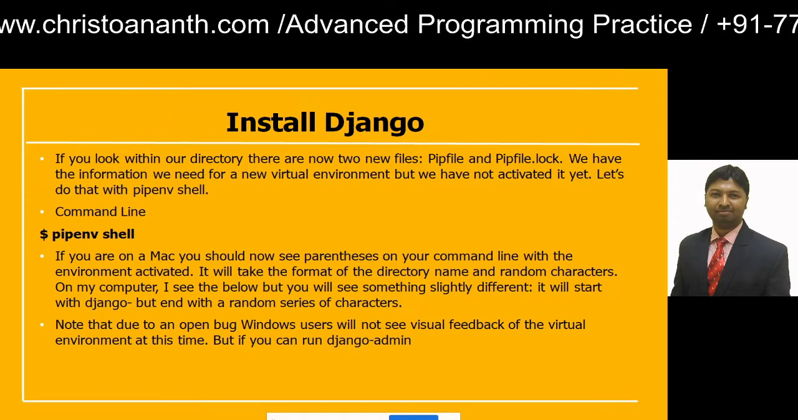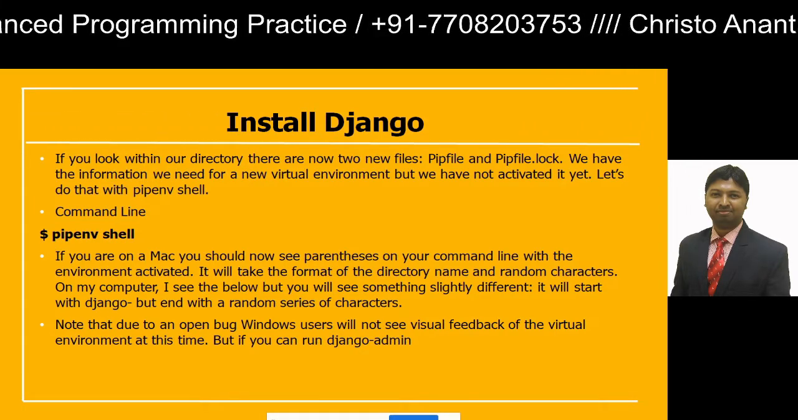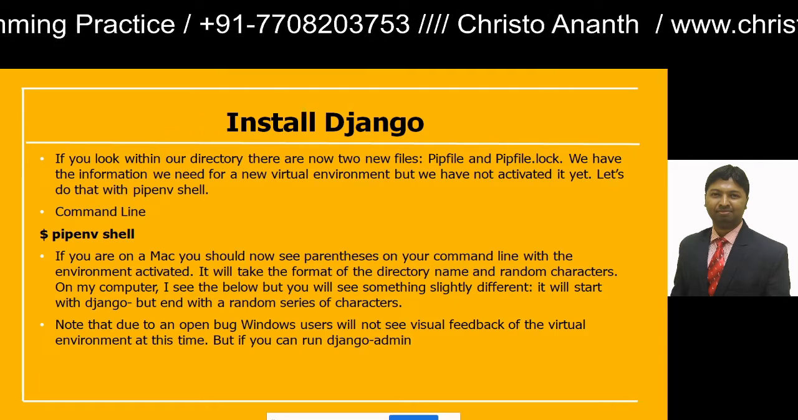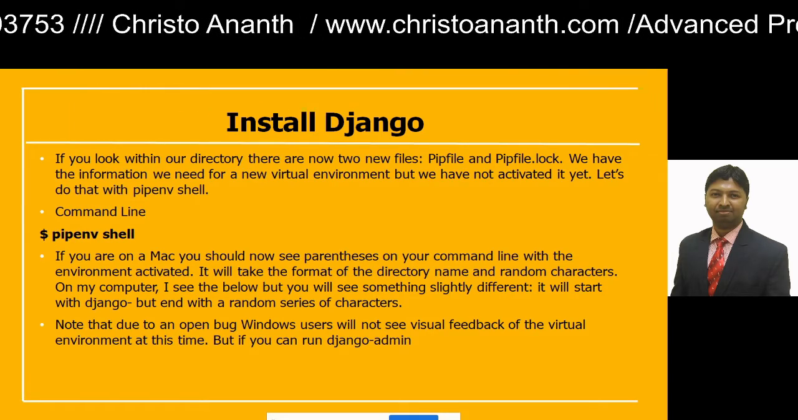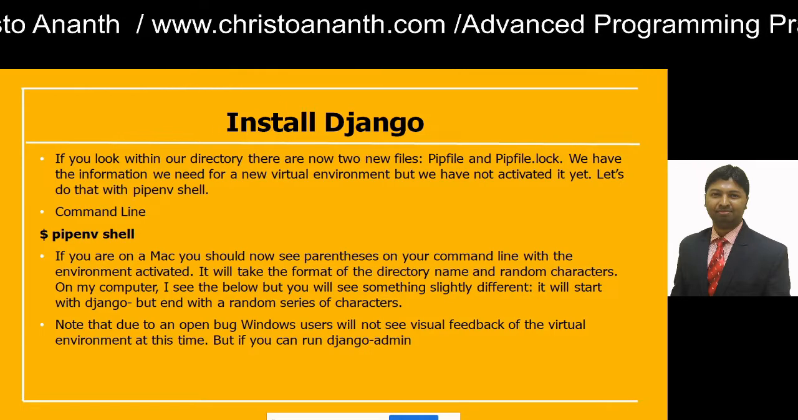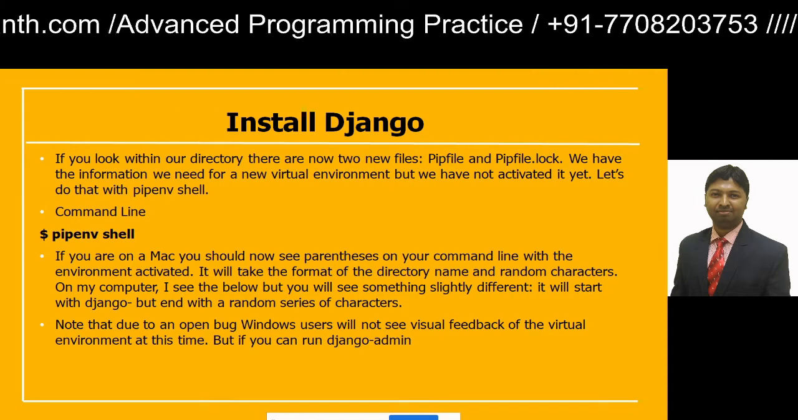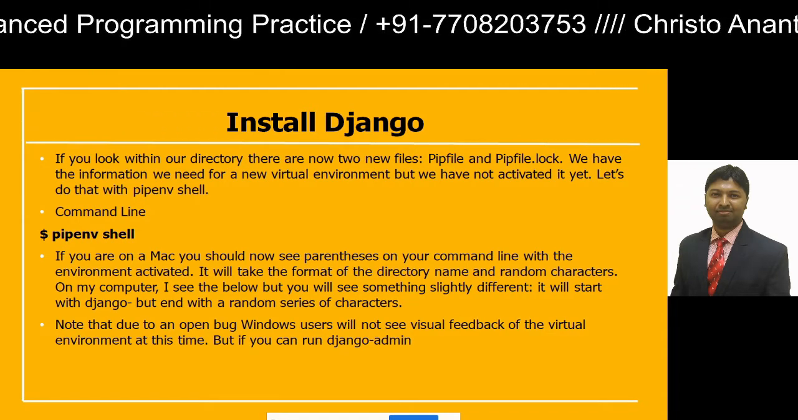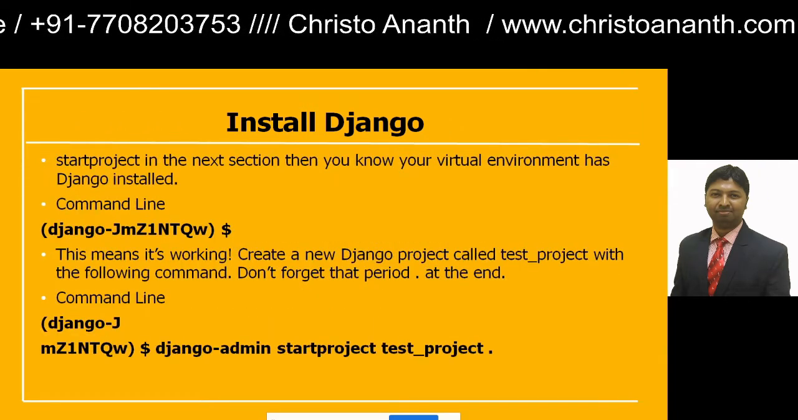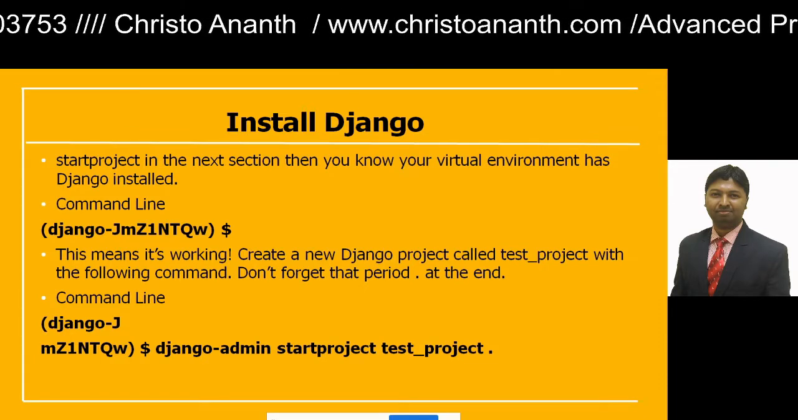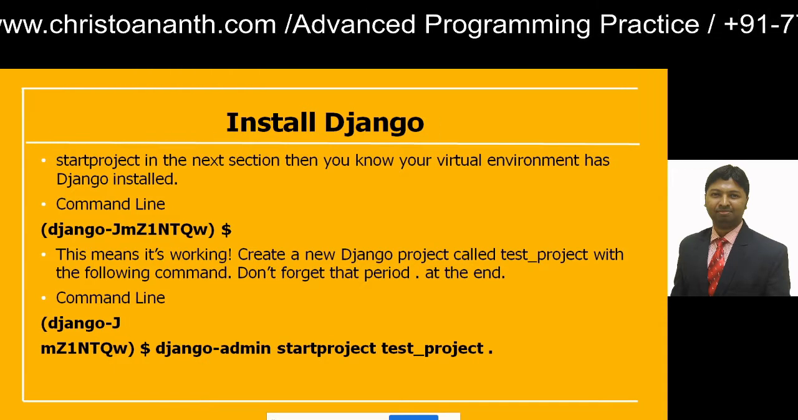Okay, so you will see that if you are using a Mac platform, you may have parentheses in your command line. But on a Windows platform it doesn't have that. So it will take the format of the directory name and random characters. Maybe on your computer you will see something different, like django- but ending with a random series of characters. Okay. So you will run django-admin. So you will have django and then a hyphen and the version string. This is actually the virtual environment that you are working with, which means that if you are getting this, it is working.